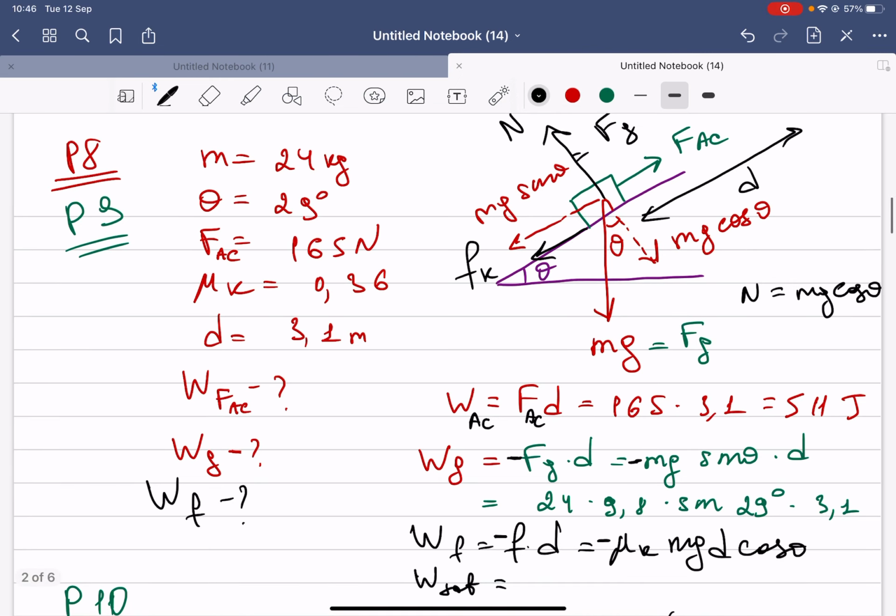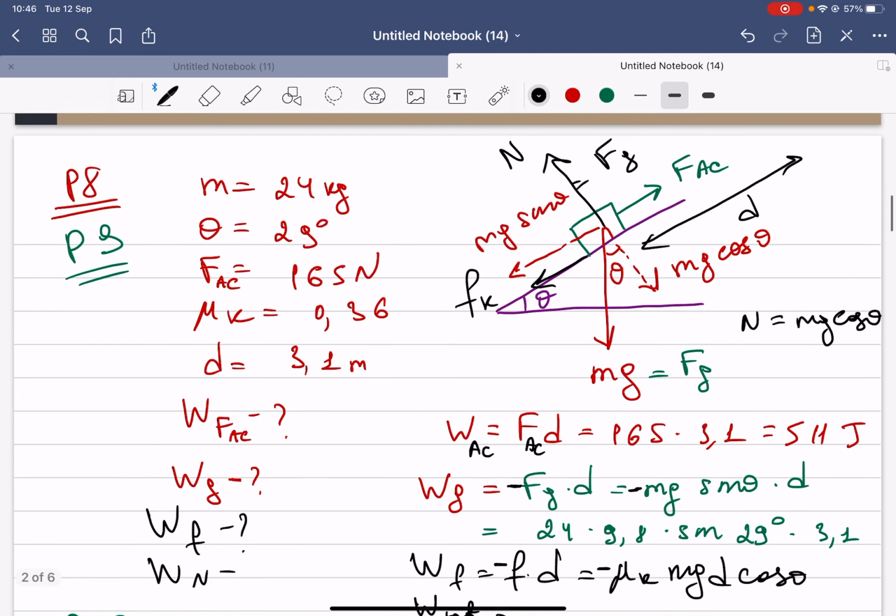And then the last question will be, what is the work done by the normal force? So for the work done by the normal force, since we know that the normal force is perpendicular to the displacement, the work done by the normal force will be 0.